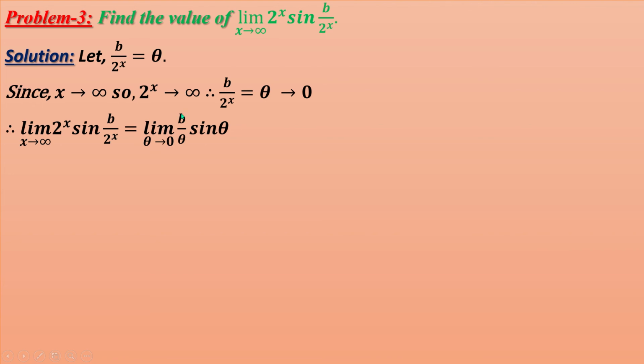Now we can take b out of the limit because b is a constant. So b into limit theta tends to 0 of sine theta by theta. This equals b into 1. This equals b. This is the answer.